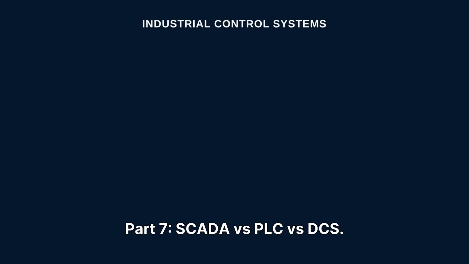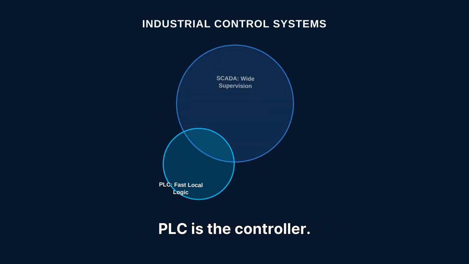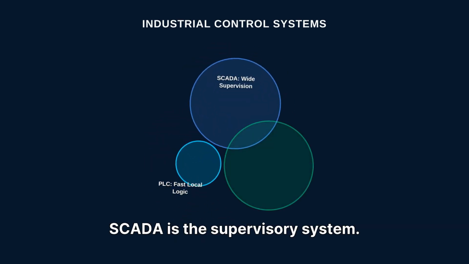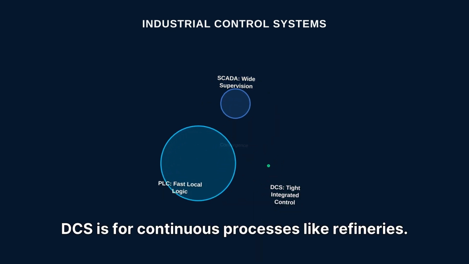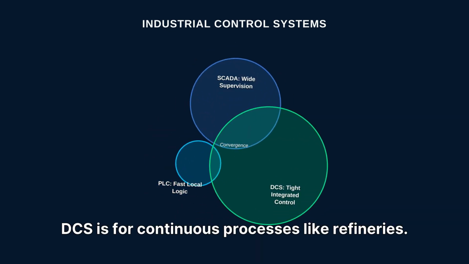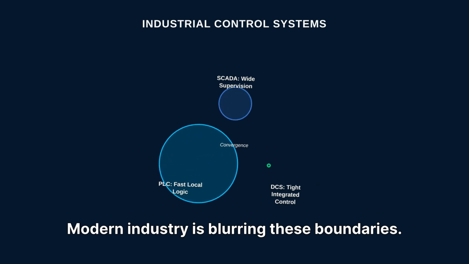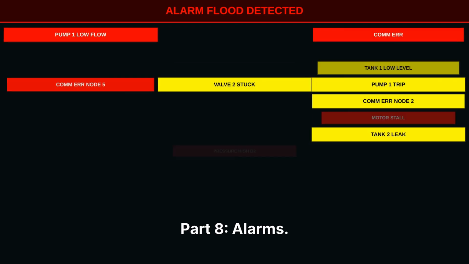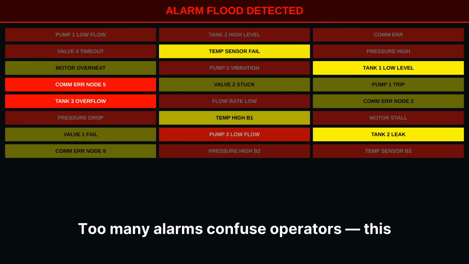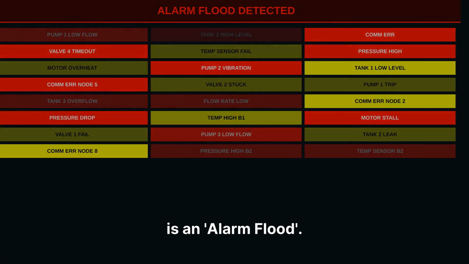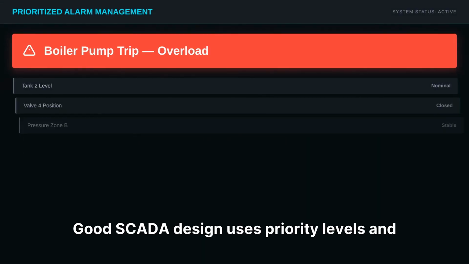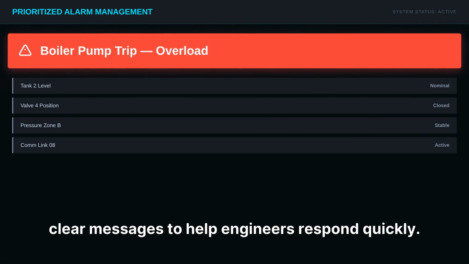Part 7. SCADA versus PLC versus DCS. PLC is the controller. SCADA is the supervisory system. DCS is for continuous processes like refineries. Modern industry is blurring these boundaries. Part 8. Alarms. Too many alarms confuse operators. This is an alarm flood. Good SCADA design uses priority levels and clear messages to help engineers respond quickly.